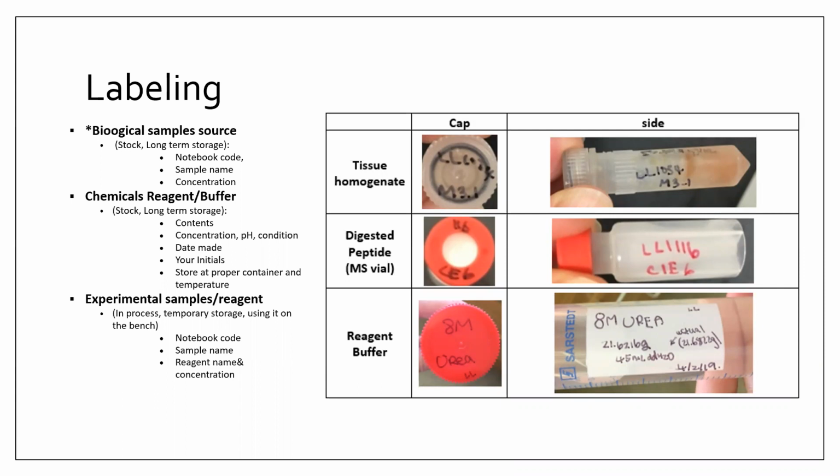Because if it is really long-term storage, you'll have to have a secondary label from the stockroom. But you have to have your content, like here, it is urea, concentration is 8 molar. This one we did not pH, so there's no pH here, and it has a date made. It's important because you want to know where you're going to discard it. It also shows whose assets they are, and it's important because if somebody sees it left on the bench, he knows where to return it.